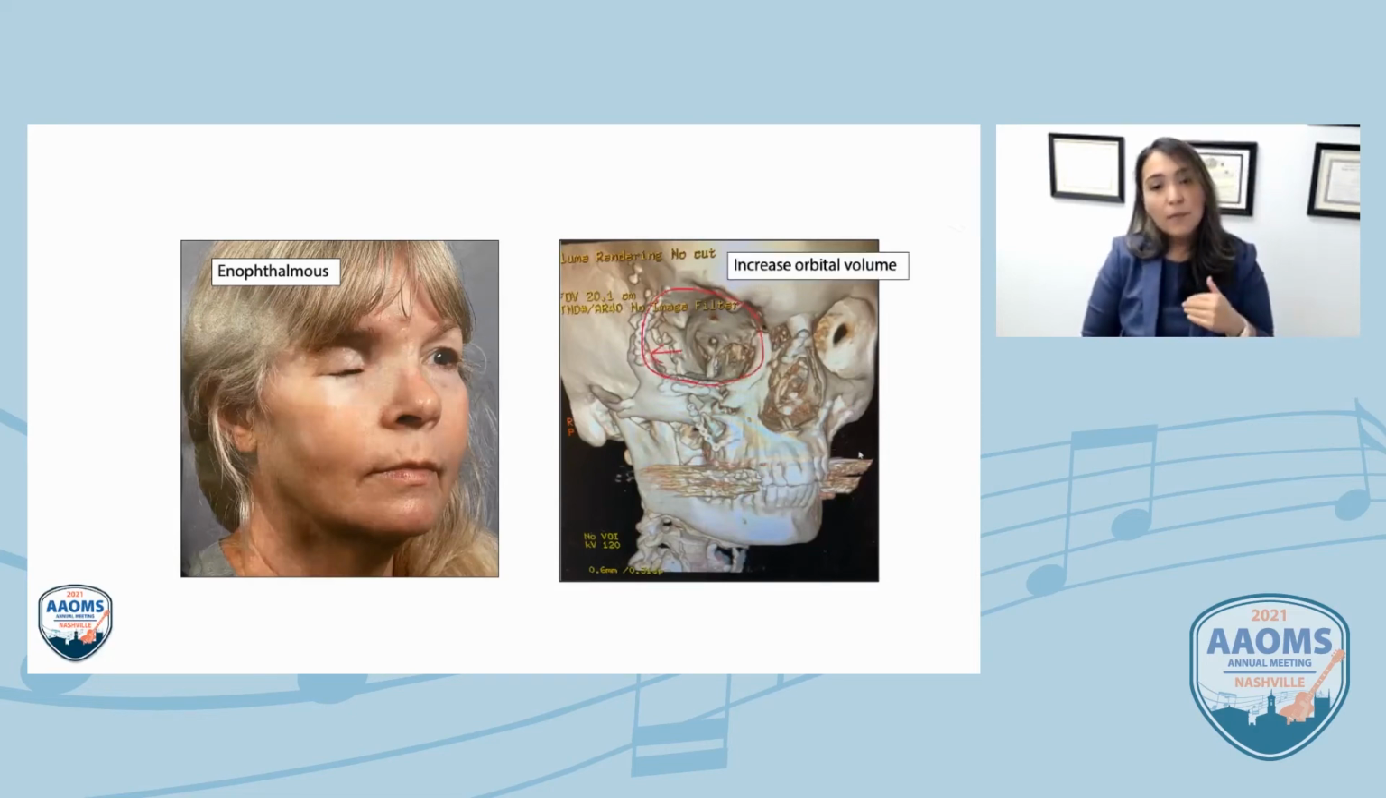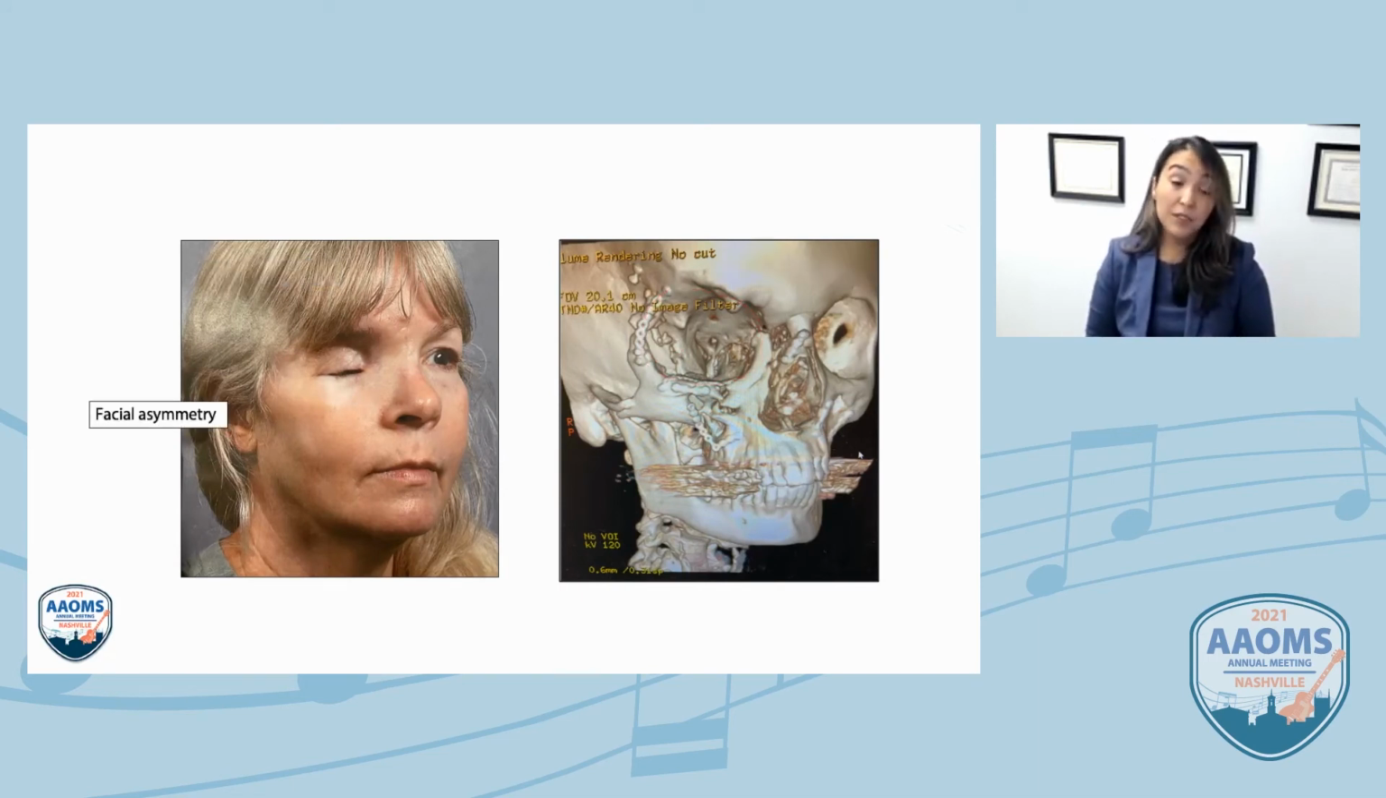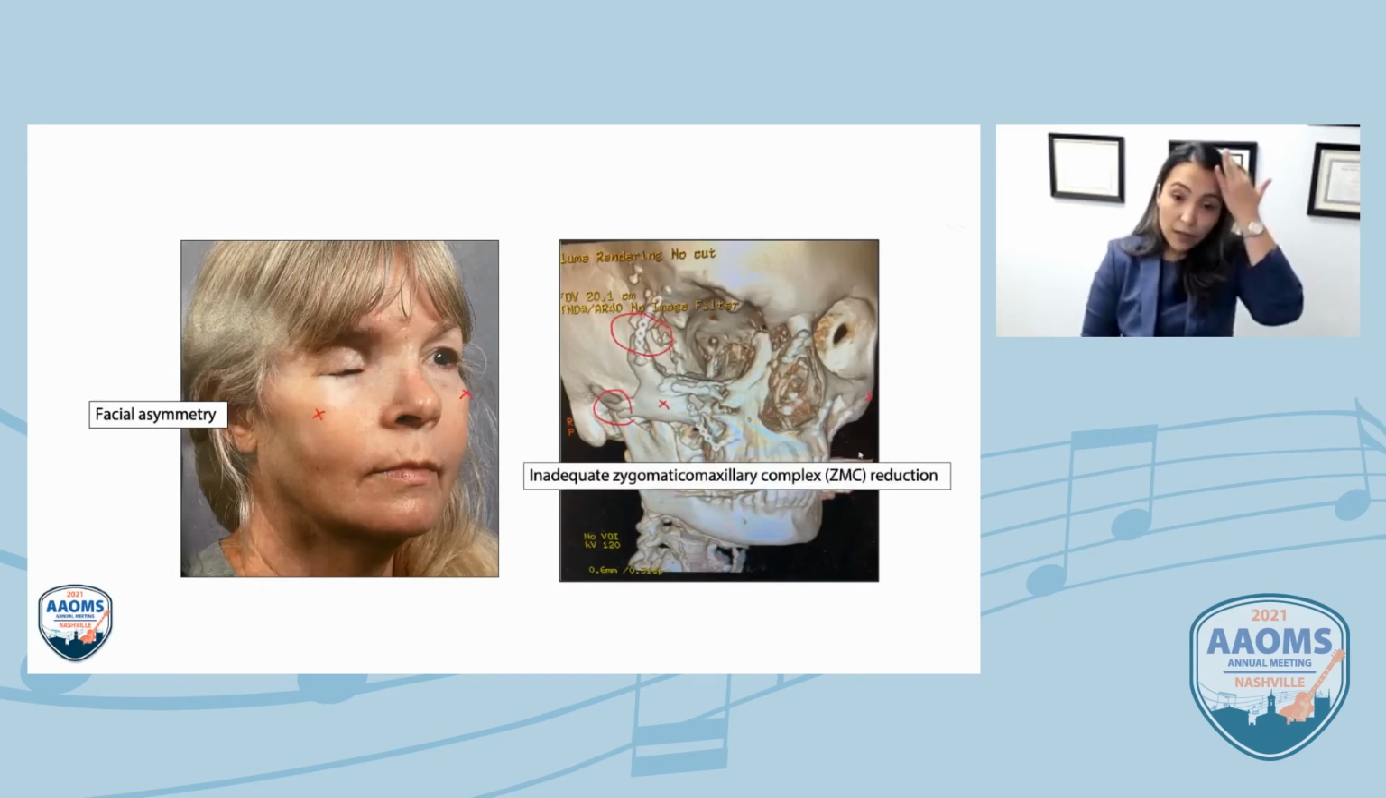enophthalmos. And that's mainly because of increase of her orbital volume. She has facial asymmetry, a significant facial asymmetry. And that's because of inadequate zygomatic-maxillary complex reduction, which shows here that the surgeon was unable to reduce the zygoma in anteroposterior and a vertical dimension.